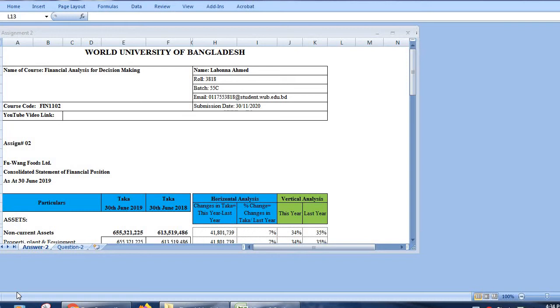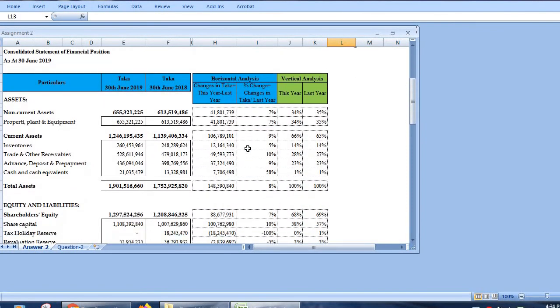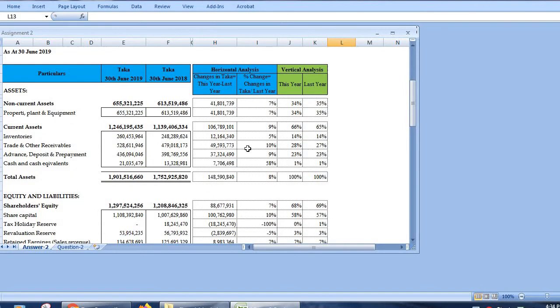Now I will discuss the financial statements, the balance sheet and income statement. These statements use two analyses, horizontal analysis and vertical analysis. Now I will first discuss the balance sheet. Horizontal analysis using the balance sheet.